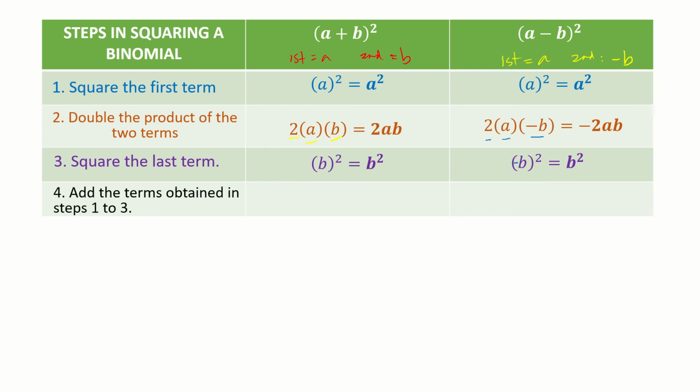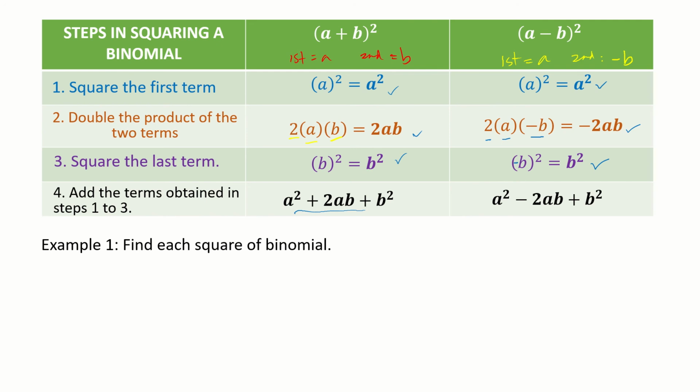Finally, you just have to add the terms obtained in steps 1 to 3. Then that would be the product of our given. The square of a plus b is a squared plus 2ab plus b squared. The square of a minus b is just a squared minus 2ab plus b squared.